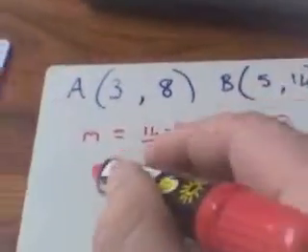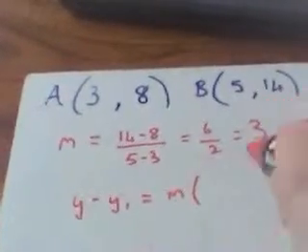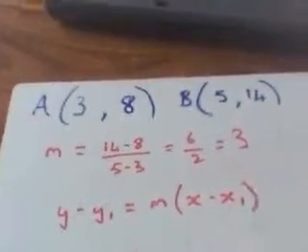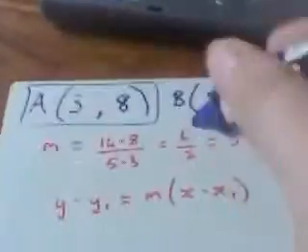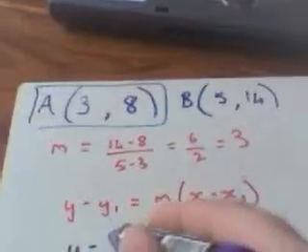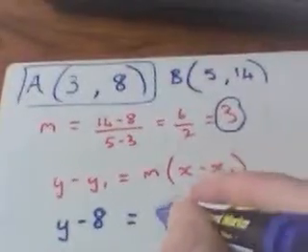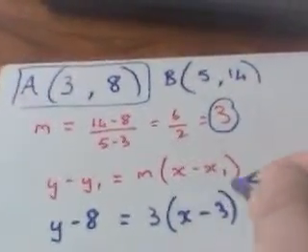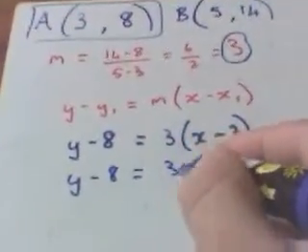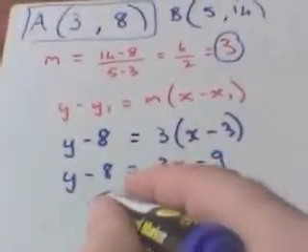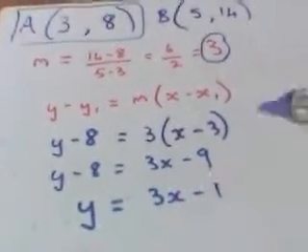So now we're going to use y minus y1 equals m lots of x minus x1. So I'll use this one here. So y minus 8 equals m, which we found to be 3, lots of x take 3. Multiplying out gives me y minus 8 equals 3x take 9, and rearranging gives y equals 3x take 1.